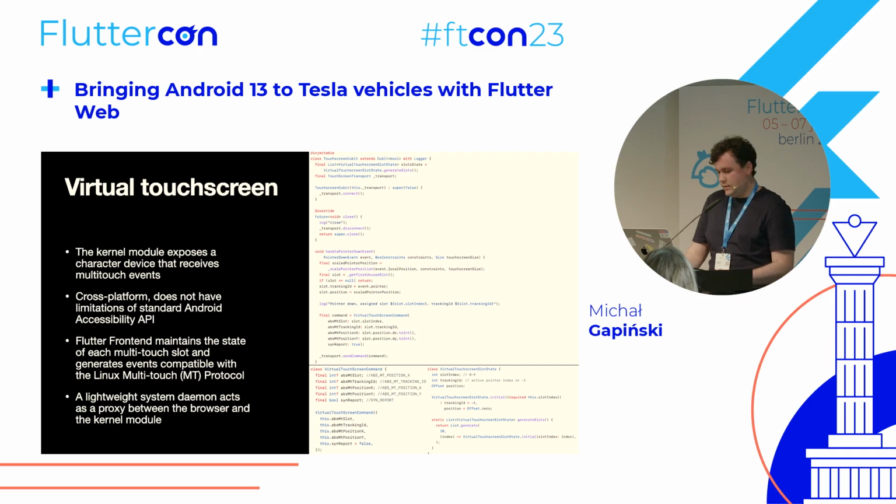The virtual touchscreen is much more straightforward since it worked very well from day one, and I carried it over from the proof of concept. There is a small kernel module which exposes a character device that can consume multi-touch events from the browser via a small proxy in the Android operating system. Flutter frontend essentially maintains the state of each of 10 multi-touch slots and generates events which are compatible with a Linux multi-touch protocol, which is relatively simple.